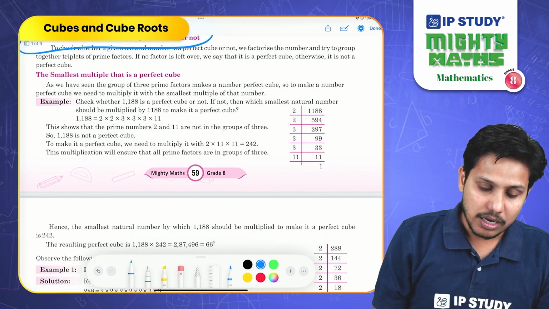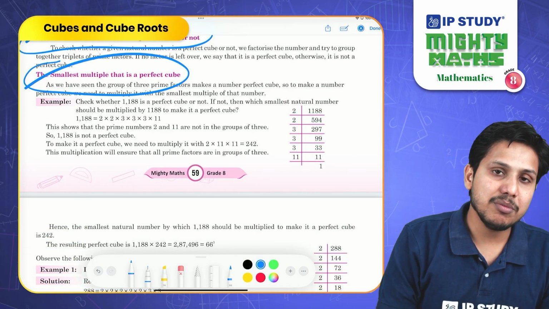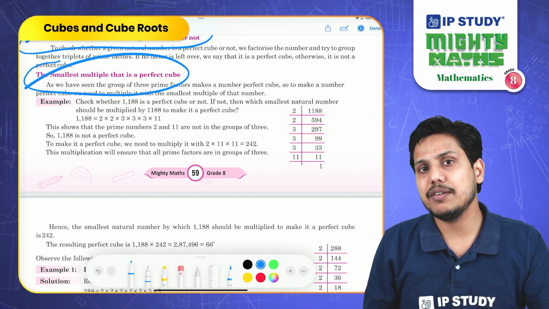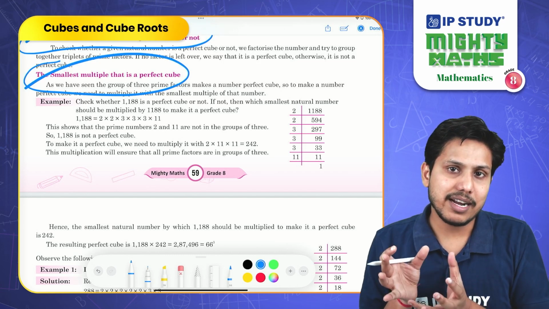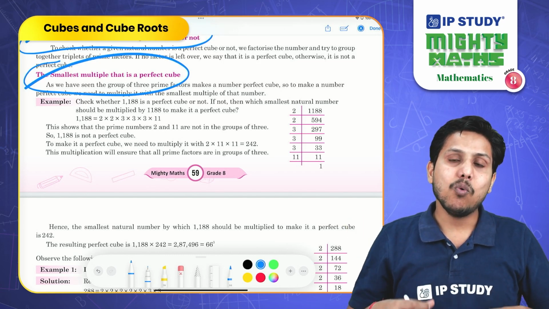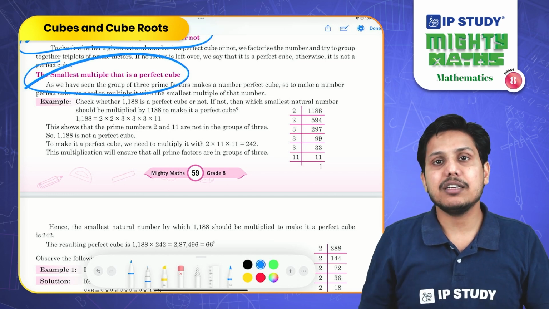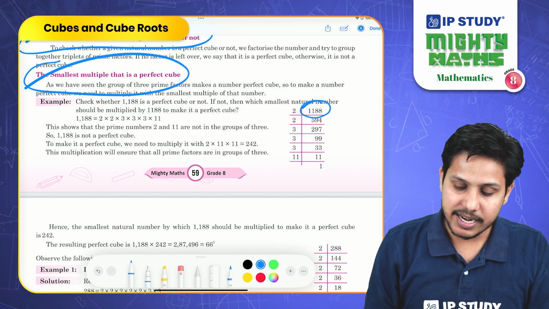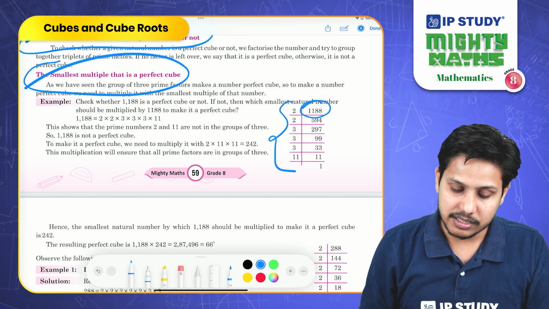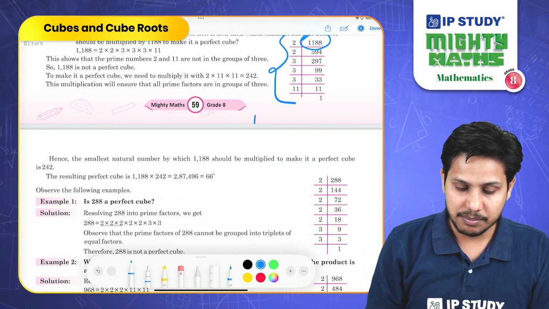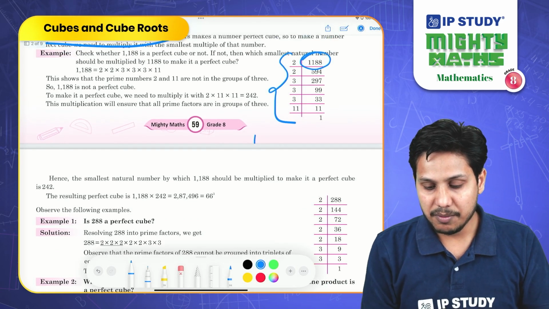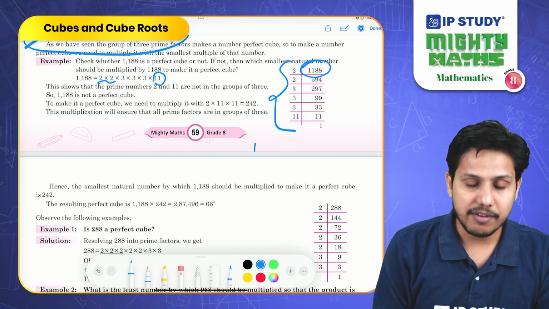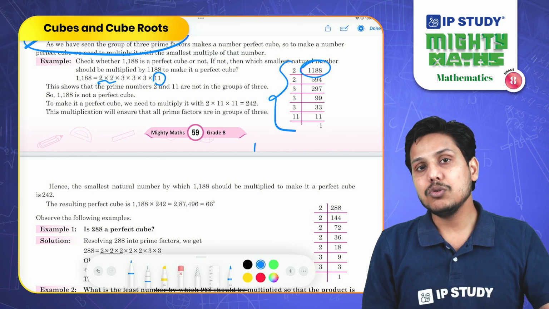Now there is a concept of the smallest number that should be multiplied or divided to make a perfect cube. It is also similar to the square numbers that we have seen. We will find the prime factorization of the given number, and see what number is needed to make the prime factors a triplet. Let's suppose we have 1188 and we find the prime factorization. We can see that all the prime factors cannot be made into triplets. Here we have 2, which needs 1 more 2, and here we have 11, which needs 2 more 11s to make a triplet.